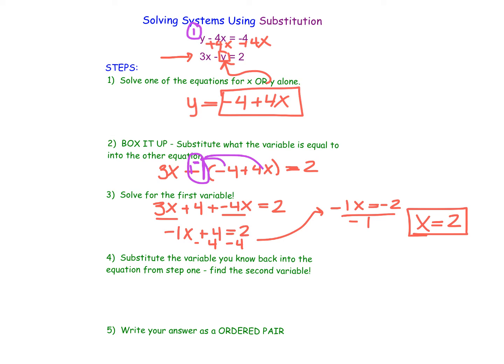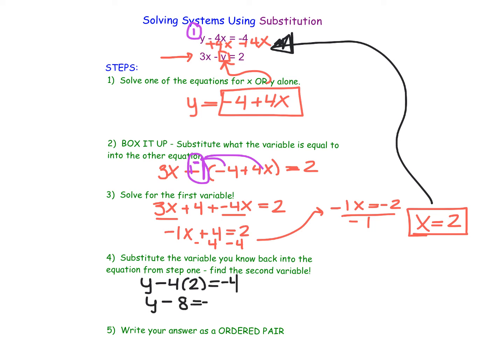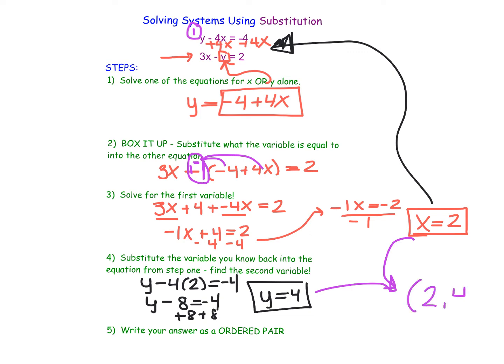I then take this x equals 2 value, and I'm going to plug it back into one of these original equations here to find the corresponding y value. So I'm just going to pick the first equation. So here we have y minus 4 times 2 is equal to negative 4. So I really have y minus 8 equals negative 4. Add 8 to each side, and I find y equals 4. So what I have essentially found here is that my point of intersection for these two linear equations occurs when x is 2 and y is 4.